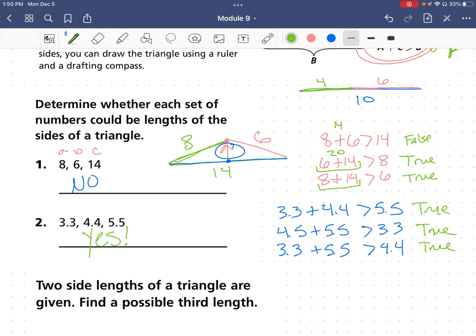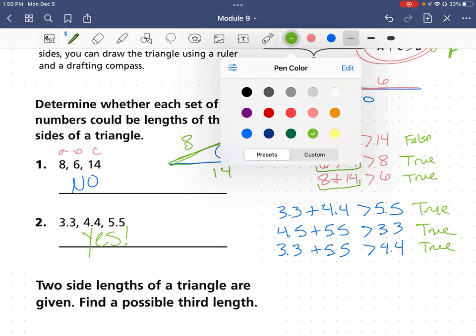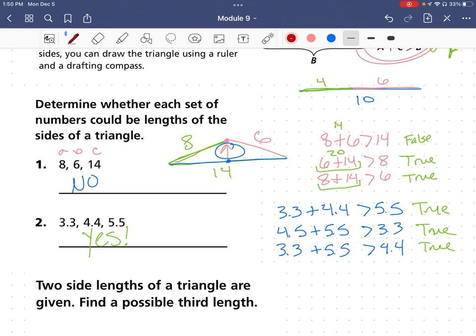And notice when you're adding these up, it's helpful to look at those two smallest numbers and make sure that they add up to be bigger than your largest side, because that way we get that distance, that ability to high five, but there's also space in between that long C side as well.